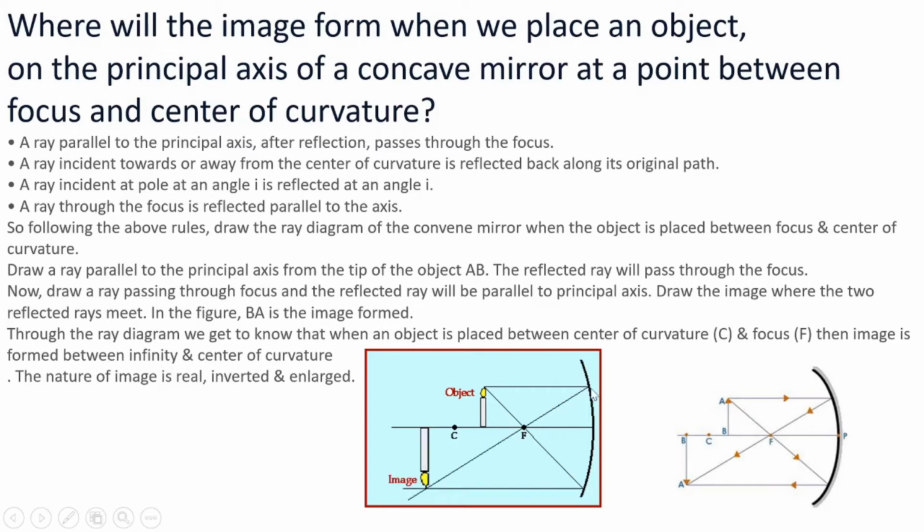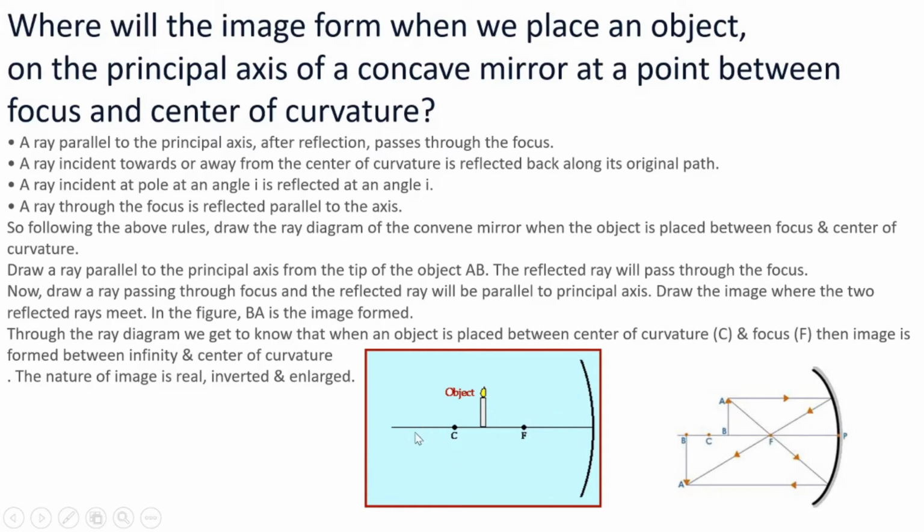Draw the image where the two reflected rays meet. Both the reflected rays, this one and this one. See the arrow marks. These two are meeting at a point where the image has been formed. The reflected rays meet in the figure B'A'. This is the image formed.